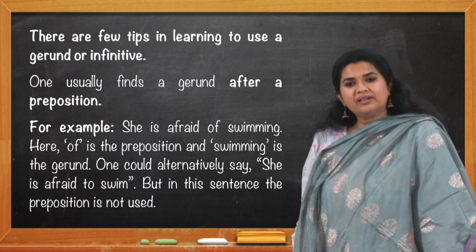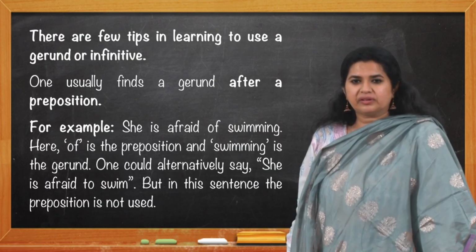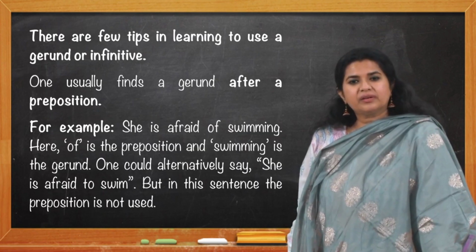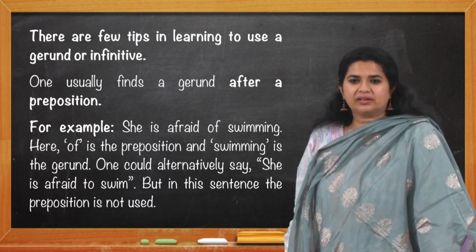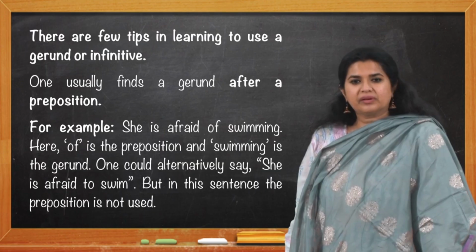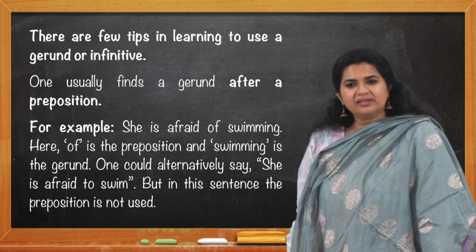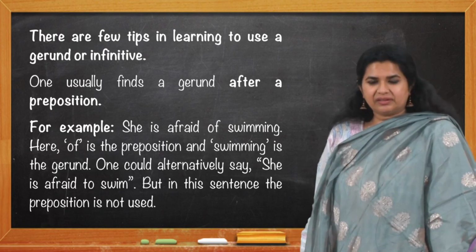One usually finds a gerund after a preposition. For example, she is afraid of swimming. So, of is the preposition, swimming is the gerund. She is afraid to swim, but in this sentence the preposition is not used. This is just an infinitive.